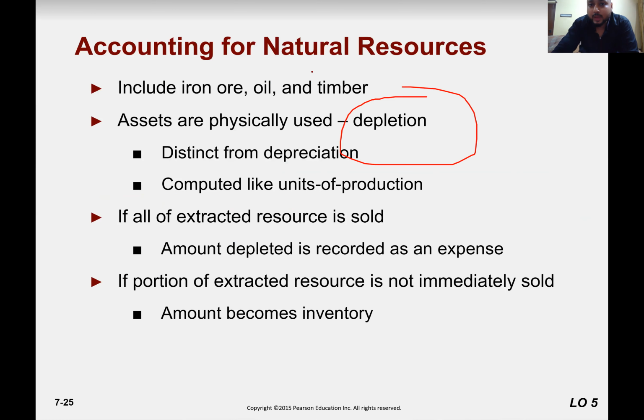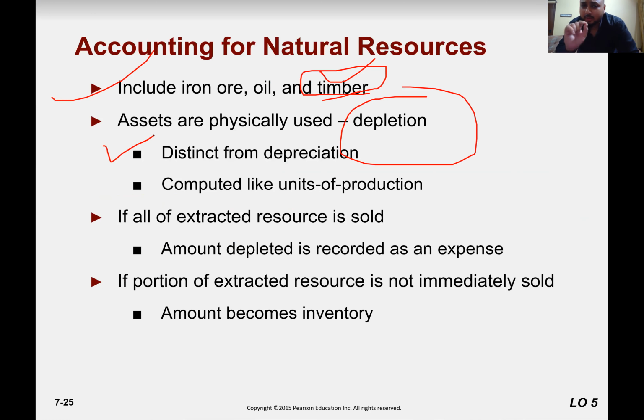For example, we have a forest, we use timber, right? We have an oil well, we have iron ore, we have silver mines, coal mines, right? How much have we extracted from that one? We have a freshwater well. So that decrease in the value, we call this depletion. So it is different from depreciation, but the entry is the same. Rather than writing depreciation, you write depletion. Simple.